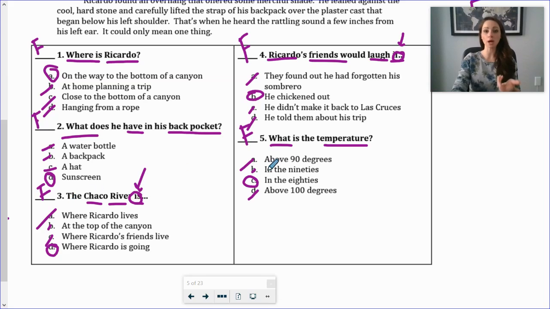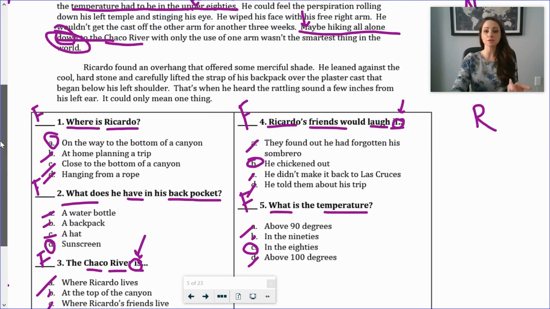And then number 4 gave me pause as well because it said Ricardo's friends would laugh if, and that word if kind of threw me for a loop. So after I snuck down here again and read my answer choices, I realized it's just asking me, why would Ricardo's friends laugh? Or Ricardo's friends would laugh because. So it's definitely a factual question. And then this one was really easy. What is the temperature? Factual, it's going to be right there in the passage.